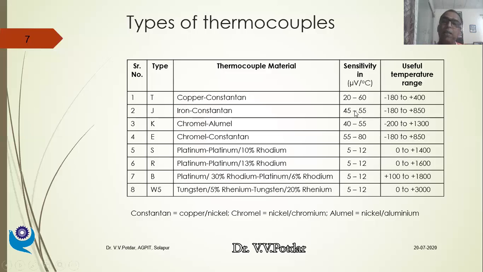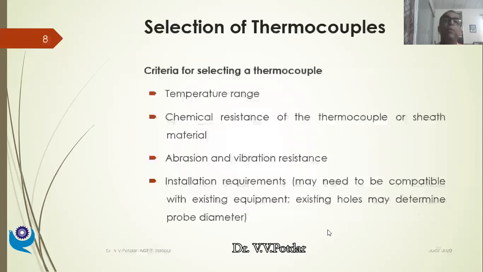And J type, the range is given. K type, chromel alumel type. E type, S type, R type, B type, and W type. Tungsten rhenium, 5% tungsten and 20%. Sensitivity is lower, but the range is very broad, 0 to 3000 plus degrees Celsius. Constantan is copper nickel, chromel is nickel chromium, alumel is nickel aluminum. So quickly we'll go through the selection criteria.